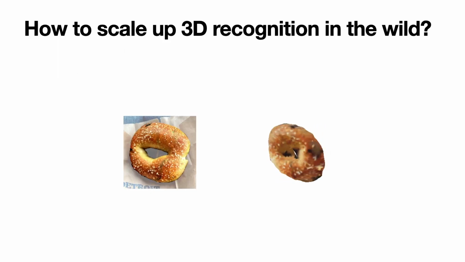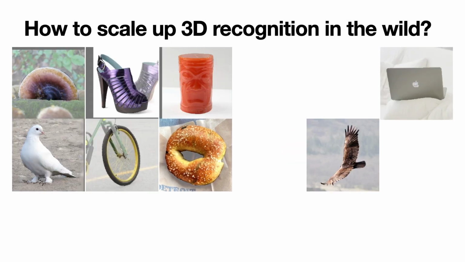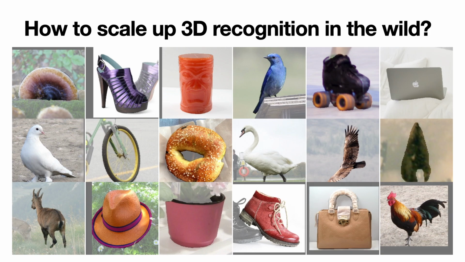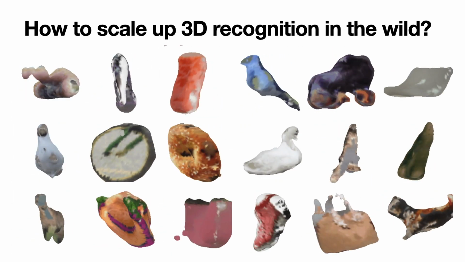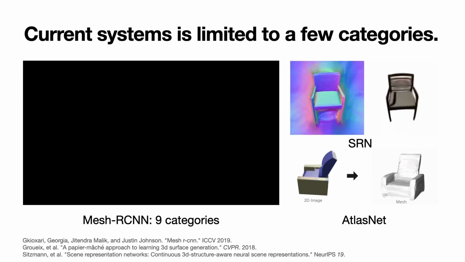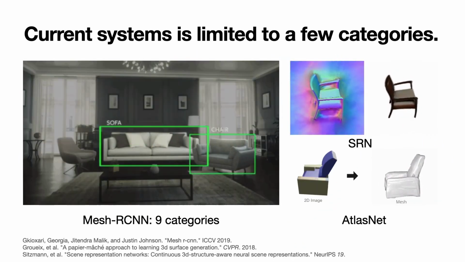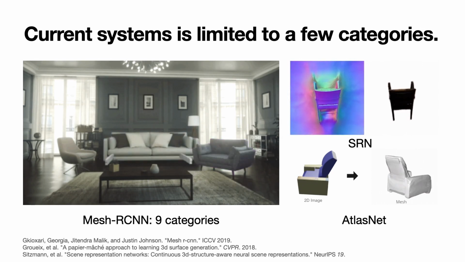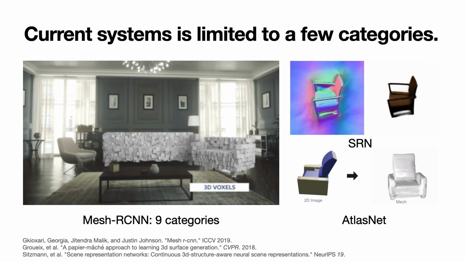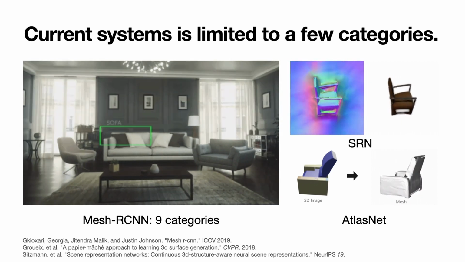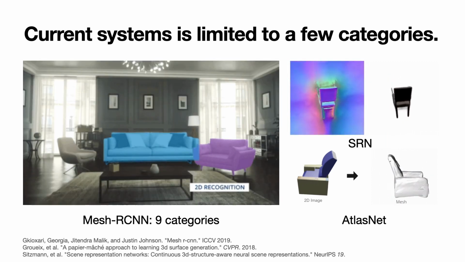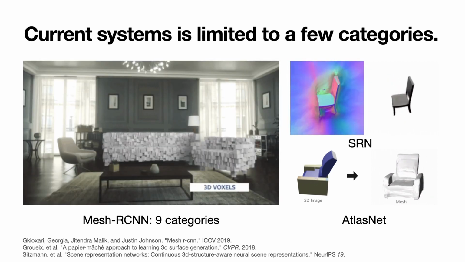Given a single image of a donut, we humans can easily infer its underlying 3D structures. More impressively, this ability of 3D reasoning is not limited to a few categories but extends to hundreds and thousands of classes. In contrast, the current 3D recognition system still works on a small set of them, like birds, cars, airplanes. They struggle to scale up to generic categories in the wild.